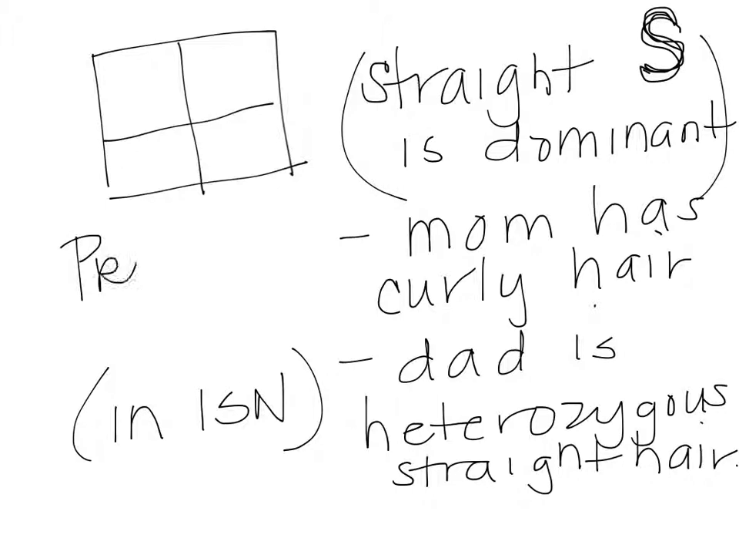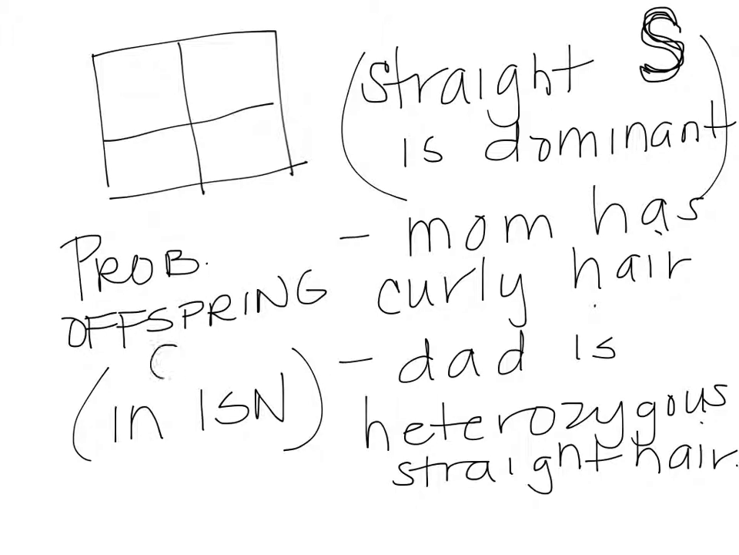What is the probability that the offspring will be curly? So take a minute, pause this video, and take a minute to figure it out. Okay, so hopefully you figured out that if mom has curly hair, she has to have 2 recessive genes, because the only way for the recessive trait to show up is for her to have 2 recessive genes.